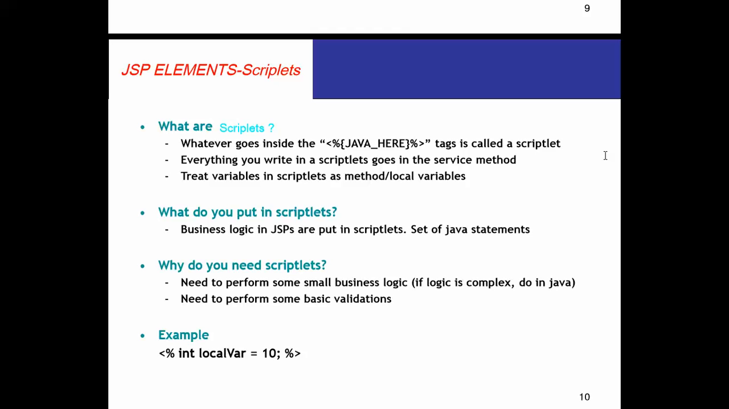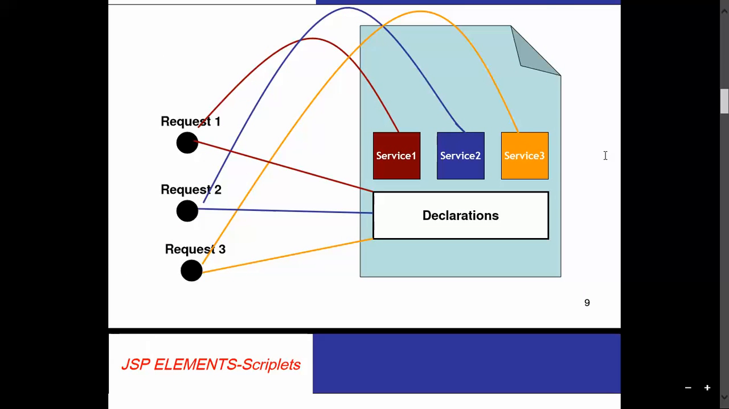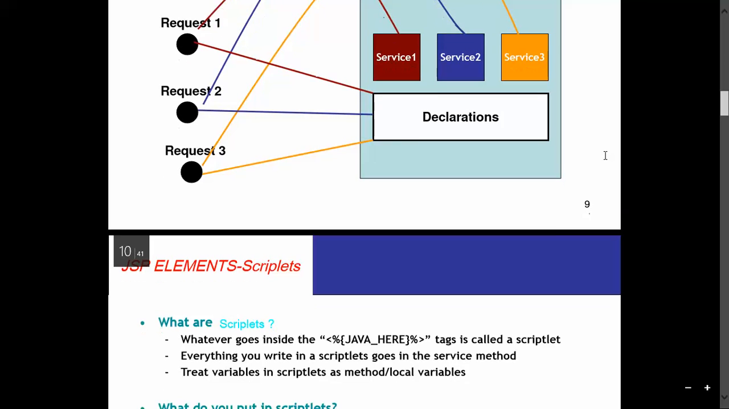If you write a variable i is equal to 10 outside the service, it is not going to be a scriptlet, it becomes a declaration. Whatever I write in this scriptlet is a local variable, and the scope is in that scriptlet only, not outside the scriptlet. Before I told that everything we write in scriptlets goes into the service method. In the previous example also, for every request coming in, there will be a service.